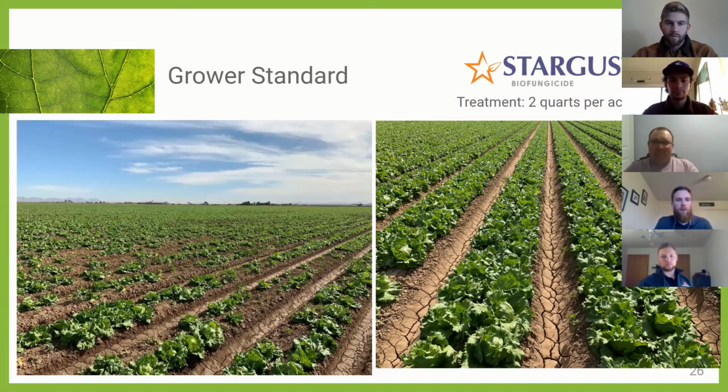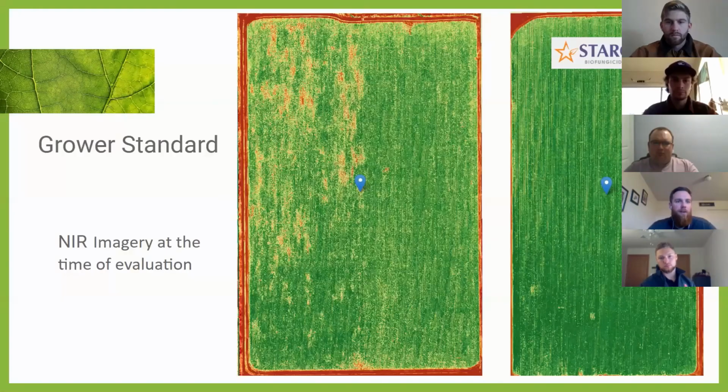So typically when I'm selling a product or trying to prove efficacy to a new grower, I'll go out there, put our product up against their standard, and then I can take pictures from the ground, collect yield data, and we can walk the field together. You can see this one is a prevalent picture of treated versus untreated. But what I've now been able to do with FarmFlight's technology is incorporate the near infrared imagery. Starting with the picture on the right-hand side, that is the treated field with Stargus, and the picture on the left is the untreated field.